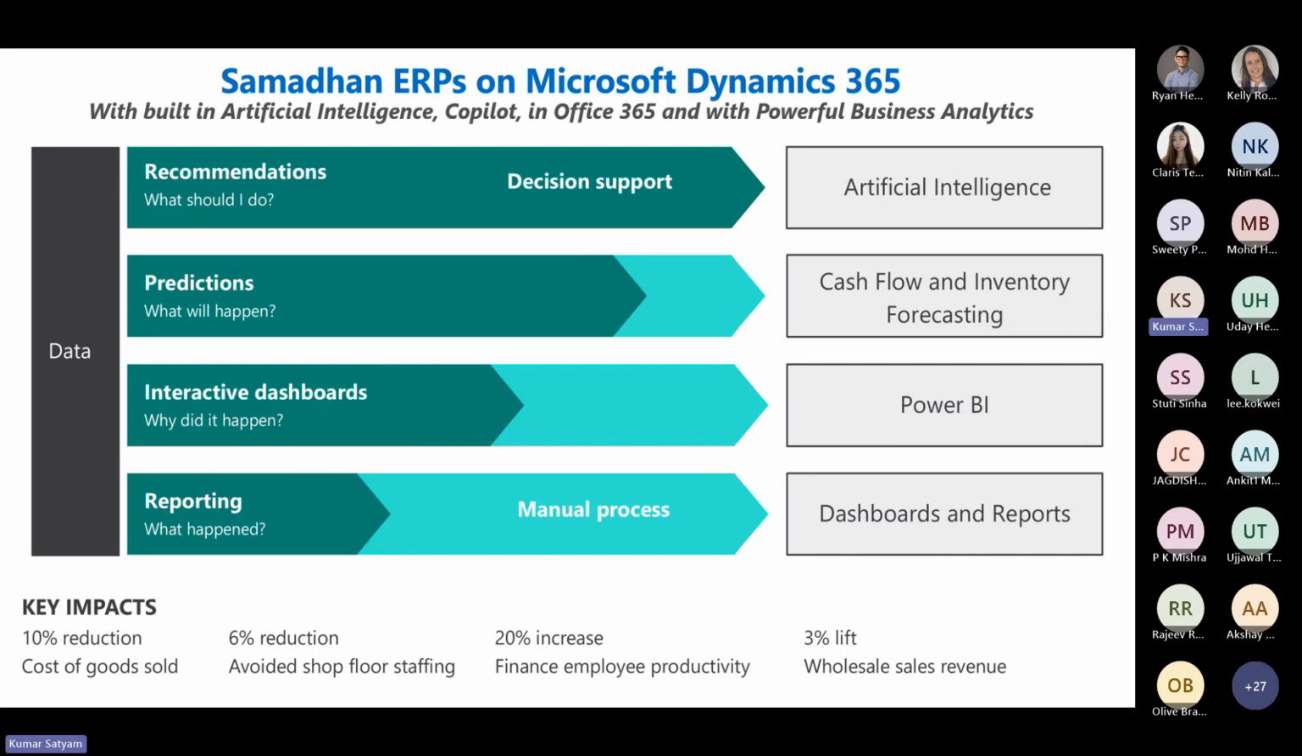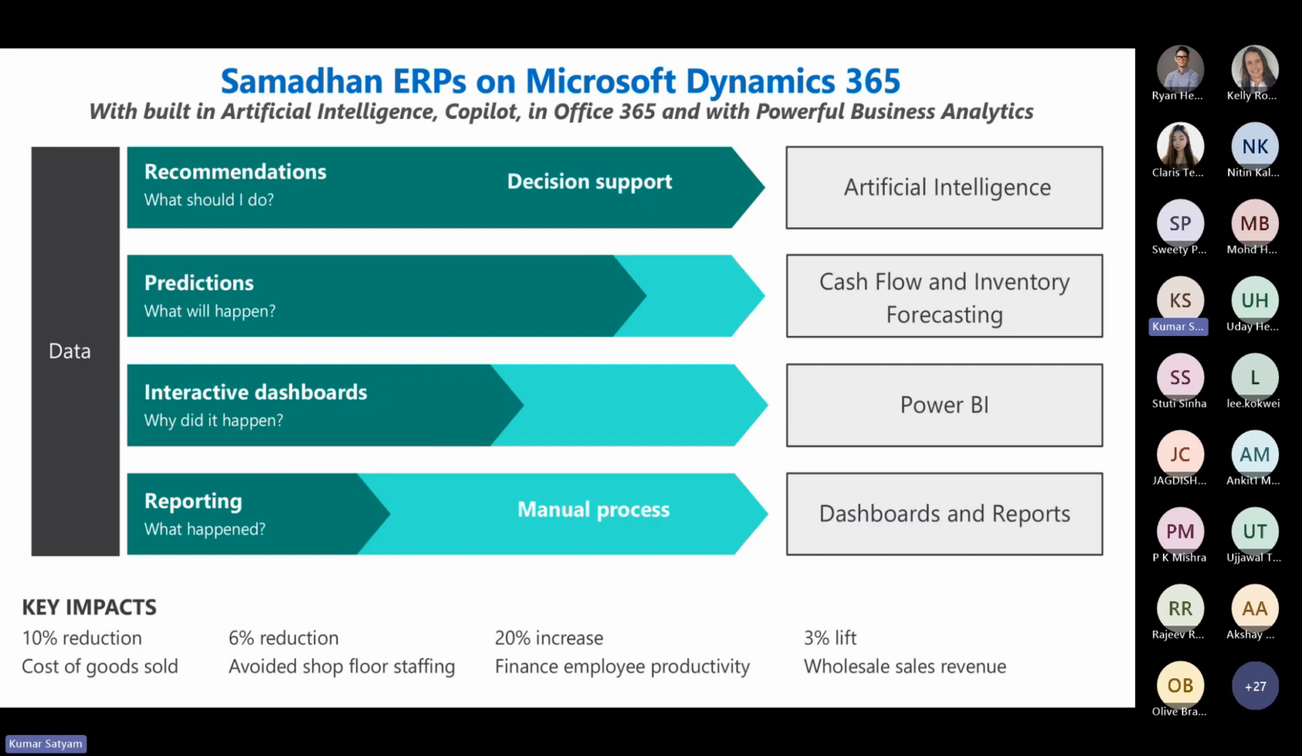Cash flow and inventory forecasting is just one of the examples where, once you know why it happened, a trend gets established, right? And with the help of those trends, at the core of it, the data is working, the AI is working, and you start generating predictions. The system generates predictions. Again, the manual processes are further reduced. And at the top of it, no manual processes whatsoever. All that has become automated, right?